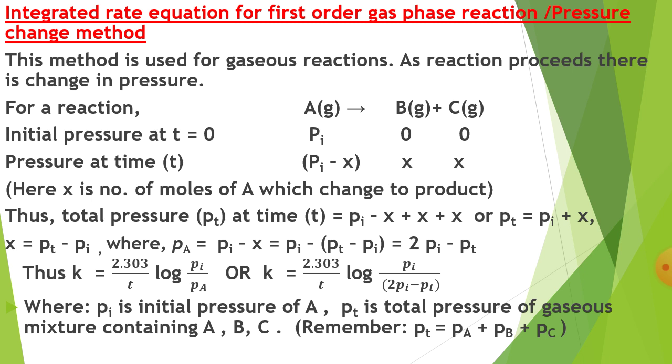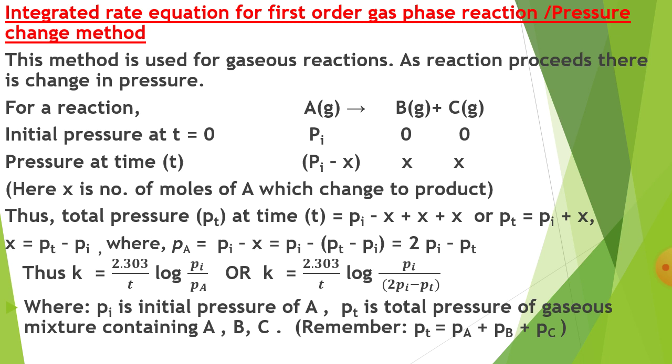But at pressure time T, the X amount of A will change into B and C. So that's why the pressure at time T, Pi minus X, converts into X and X. Here X is the number of moles of A which change into products, that is B and C. Now thus total pressure, that is P total at time T, equals Pi minus X plus 2X, that is Pt equal to Pi plus X.